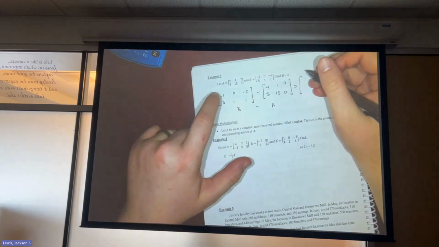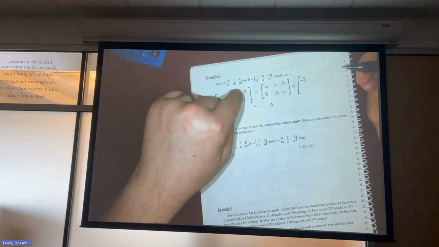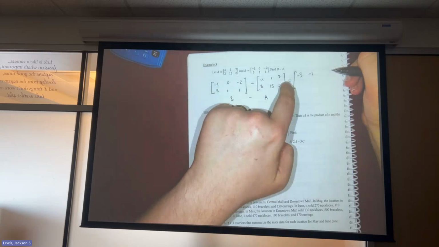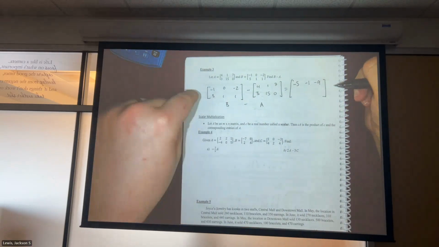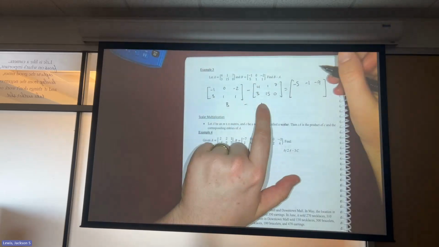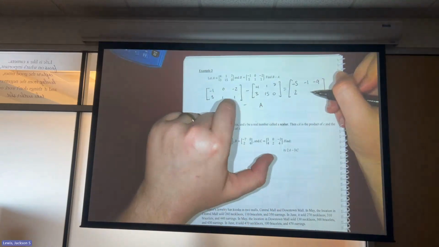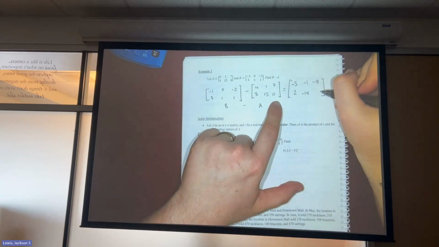Negative 1 minus 4 is negative 5. 0 minus 1 is negative 1. Negative 2 minus 7 is negative 9. 5 minus 3 is 2. 1 minus 15 is negative 14. And 1 minus 0 is 1.